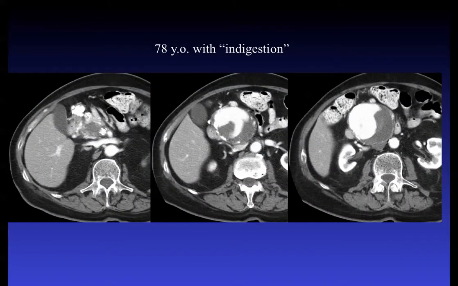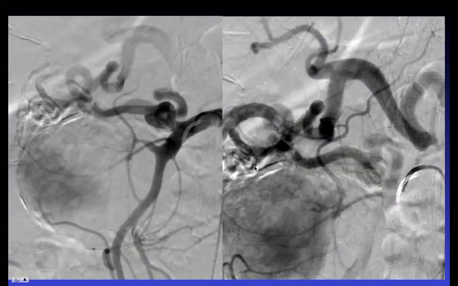This is just an example of a case where the anatomy really dictates the device that's used. So this is a 78-year-old who came into his primary care doctor with indigestion, and he actually did a physical exam and felt the mass in the right upper quadrant here. And on CT scan, you can see that he's got this very large 6-centimeter aneurysm that appears to be arising immediately adjacent to the SMA. And so we look at him.